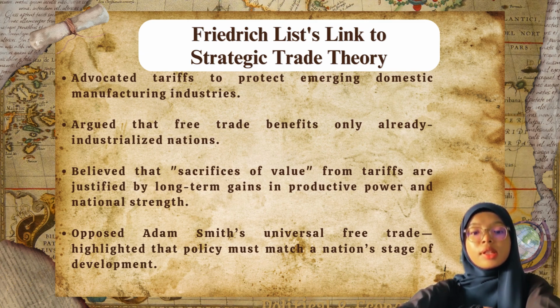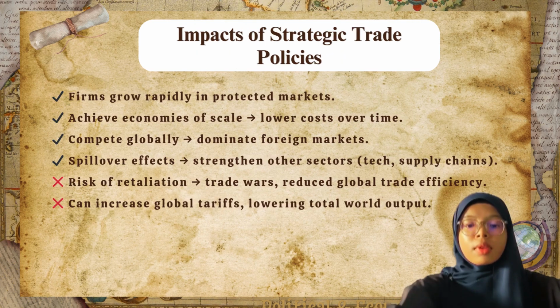While he acknowledged that tariffs might cause short-term losses, what he called sacrifices of value, he believed these were justified by the long-term national gains in productivity and economic strength. Lastly, List rejected Adam Smith's one-size-fits-all approach to free trade. He insisted that trade policy should be tailored to each country's stage of development.